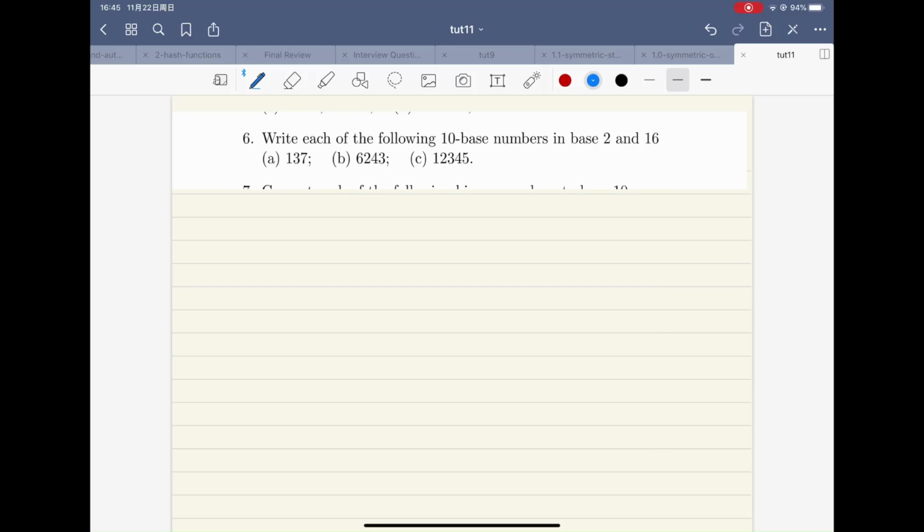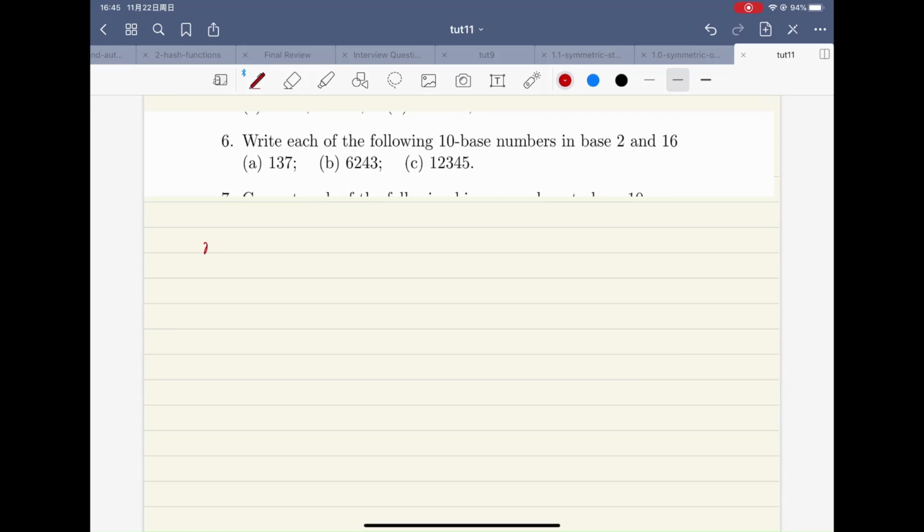And question 6 is about representing base 10 numbers in base 2 and base 16. In the lecture slides, we know the base 2 expansion is called the binary expansion of a number, right? And we have n equals a_k times 2 to the power of k plus a_(k-1) times 2 to the power of k minus 1 plus ... plus a1 times 2 to the power of 1. So it's just a1 times 2, and we have a0 times 2 to the power of 0. It's just 1, right? For this question, we also use the long division.